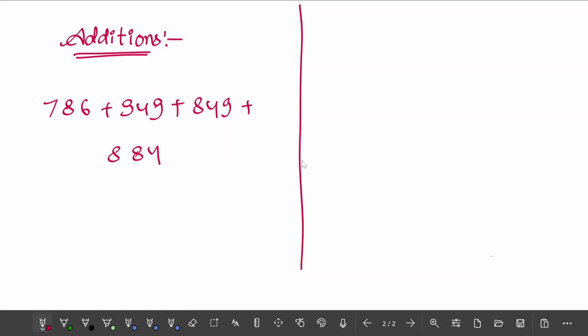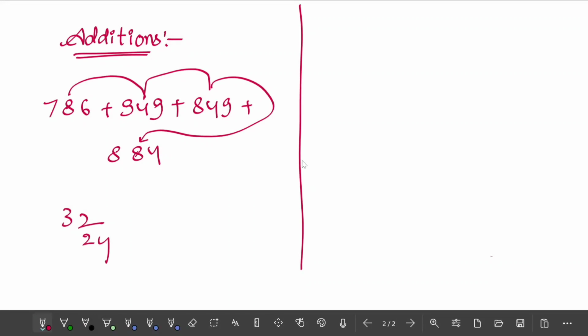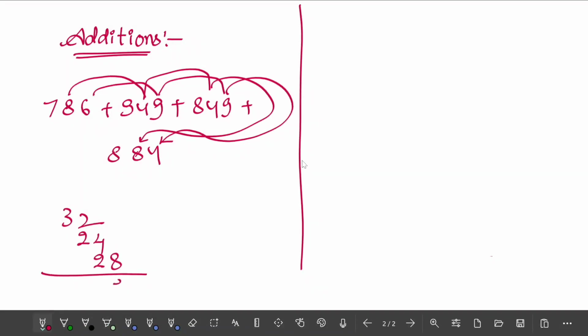What we would do? 7 plus 9, 16, 16 plus 8, 24, 24 plus the first digit 8, so it's 32. 8 plus 4, 12, 12 plus 4, 16, 16 plus 8, it's 24. While writing 24, I have to be careful. 2 should be inside and the unit digit 4 should come outside. 6 plus 9, 15, 15 plus 9, 24, 24 plus 4, it's 28. Here 2 remains inside and the unit digit comes outside. That's all. 8, 6, 4, 3.